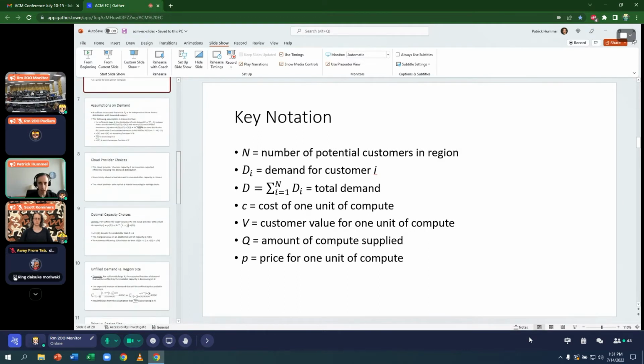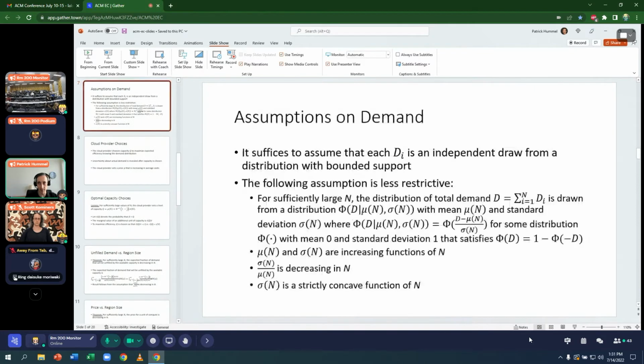And in our paper, we also make some assumptions on demand. One assumption that's a special case of the assumptions that we make in our paper is the assumption that each customer's demand is an independent draw from some distribution with bounded support. In our paper, we actually impose a less restrictive assumption that allows for the possibility that different customers' demands are correlated. And then the key assumption that we make on customer demand is outlined in this slide.